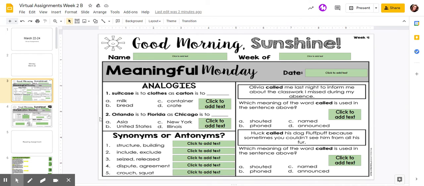So, all of you are going to have morning work 2 days a week when we're not in person together or meeting virtually. So, Group B, you're going to have Meaningful Monday and Multiplication Monday to look at. One thing to think about when you're doing analogies, think about how the first two words are related. The second two words are going to have the same relation. So you have to think what's going to make sense based on how the first two words are related.